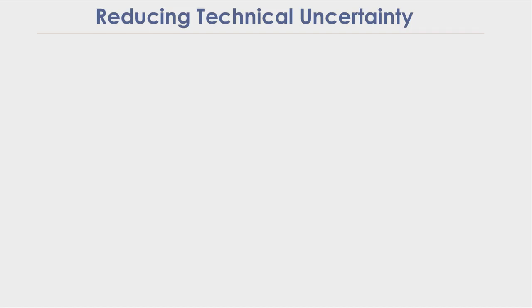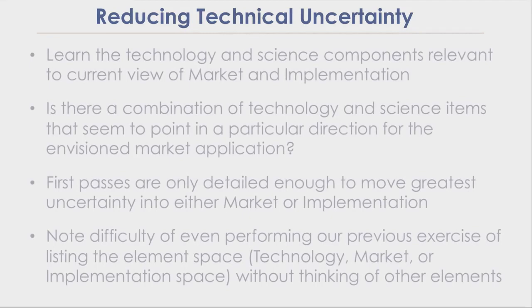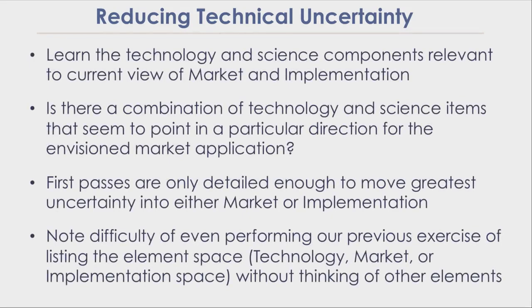I say first round because the next lecture is going to be about iteration. And so here we're just showing you how to reduce the uncertainty on what I would call the first pass. So one of the things that we wanted to do was just repeat the lessons from last time, and without going into detail, just emphasize that here we're talking about the first pass through looking at reducing uncertainty in market application, implementation, and technology.